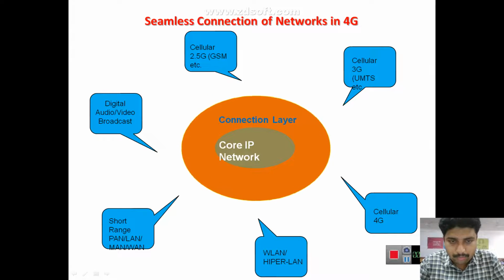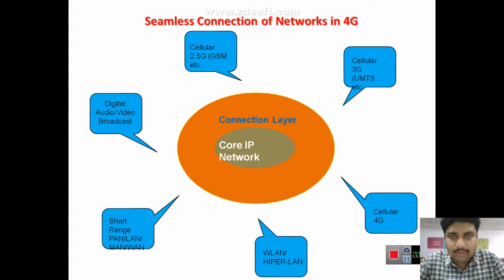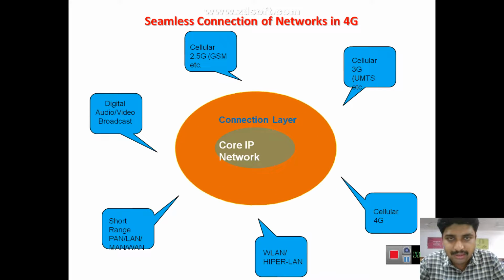Next, we are going to see how the connection layer is related to the core network. So each and every time the IP network sends data, 4G is able to capture the data very quickly and produces a very high data rate. That was mentioned in the previous slide, that is 100 megabit per second.